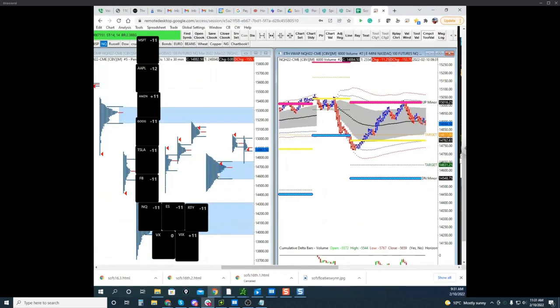Still above the yellow lug, right at VWAP. Nothing really in market profile. We're below yesterday's value area. But you can see when we opened up overnight, we got down into this and we just ricocheted right off this composite. So are we going to come back and retest and get inside and do that? We'll see.